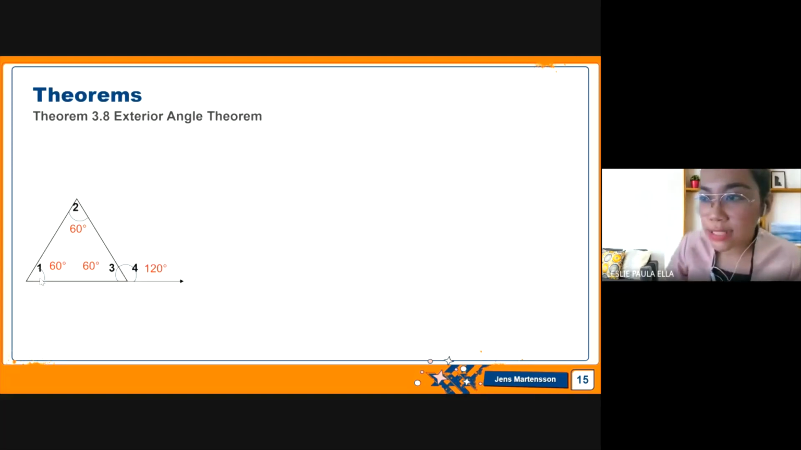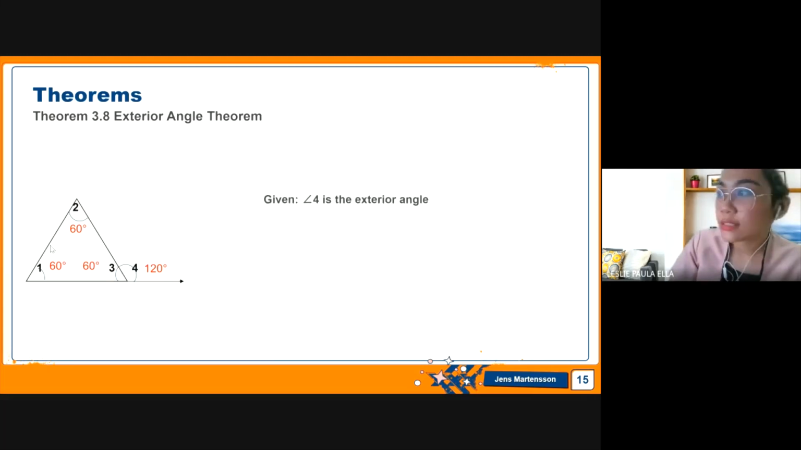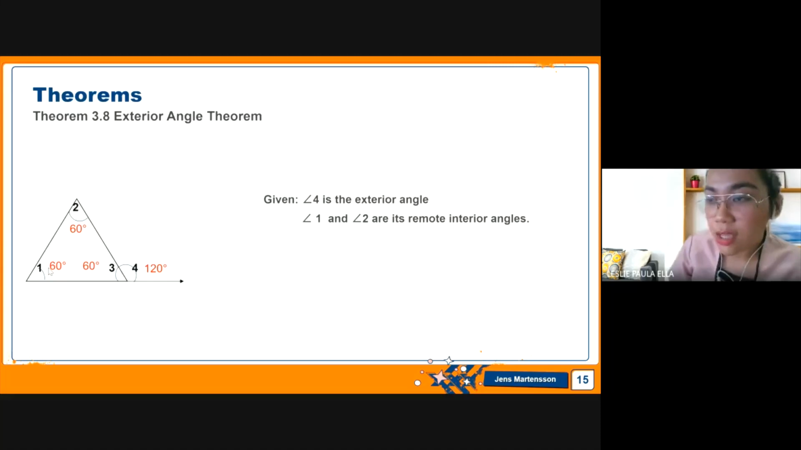So you may notice in the figure that we have here an exterior angle, and the exterior angle is angle 4 because it is already outside the triangle or the figure 1, 2, 3. So that is the exterior angle. How about angle 1 and 2? They are called the remote interior angles because they are opposite our exterior angle, which is 4.